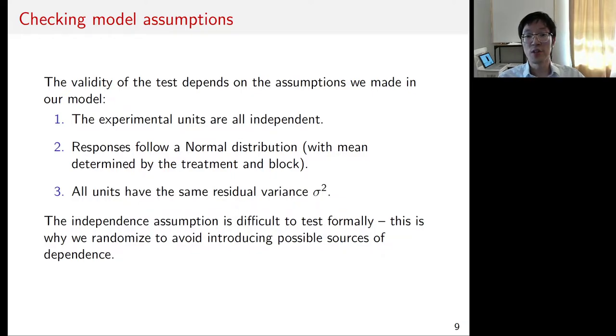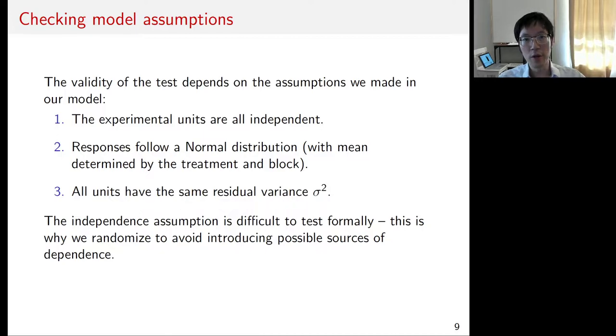Now, the specific mean of the normal distribution for each unit is determined by three things: the overall mean, the treatment effect, and also the block effect. So the responses all have different normal distributions with different means. The third assumption is that, unlike the means, which are determined by the treatment and block combination, the residual variance, the variance parameter in the normal distribution, sigma squared, is the same for all units.